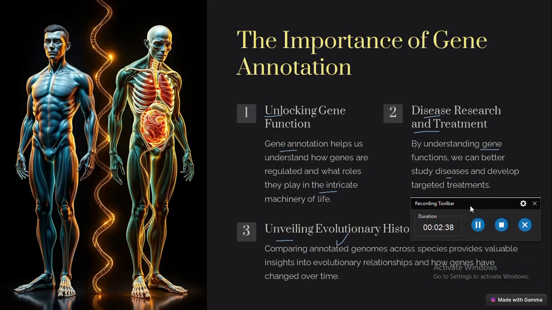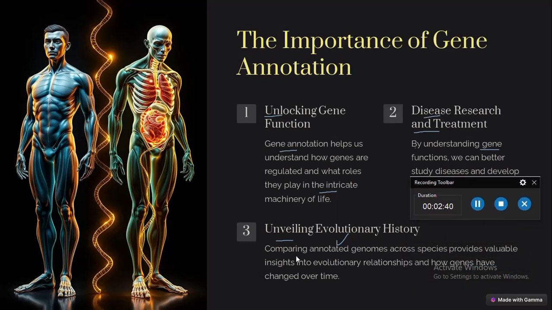Unveiling the evolutionary history: comparing annotated genomes across species provides valuable insight into evolutionary relationships and how genes have changed over time.